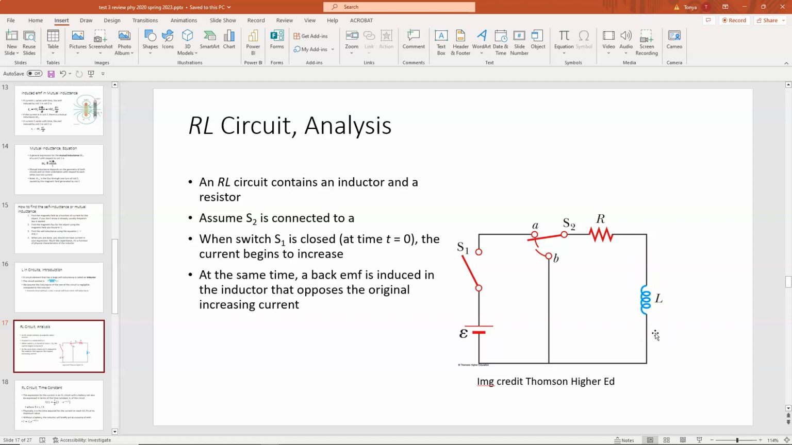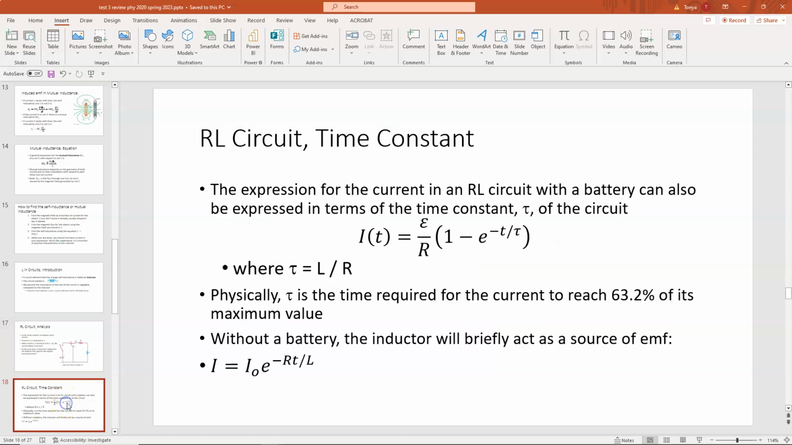To do that, it will act as the power source for the circuit, and it can do that because it has energy stored in it. However, it can only act as the power source for a certain amount of time. There's going to be an exponential decay of the current in the circuit if you don't have a battery in there. Your current as a function of time will be I max times e to the minus Rt over L, or e to the minus t over tau. So you'll have a decaying exponential if the inductor has to act as the power source.